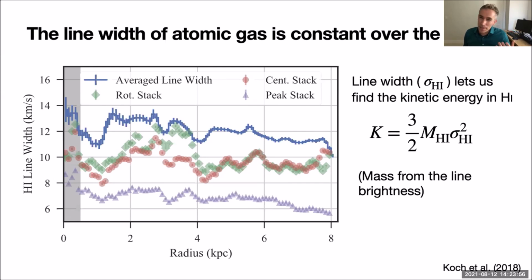And we've tried measuring the line width a bunch of different ways. And the trends that you see here show that pretty much no matter how we're measuring the line width, we see basically a flat trend. It's constant line width across the face of the galaxy.